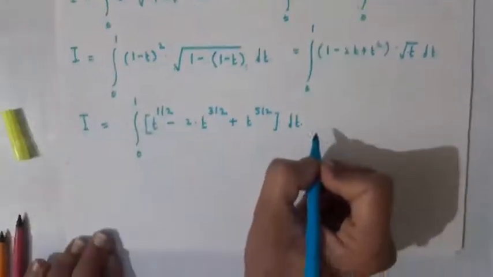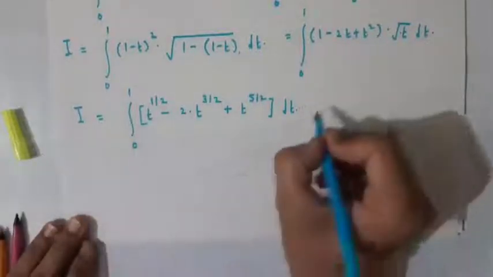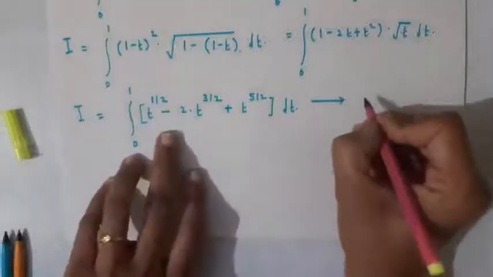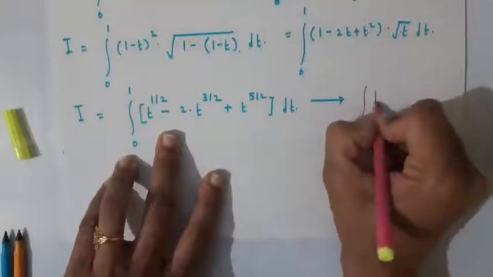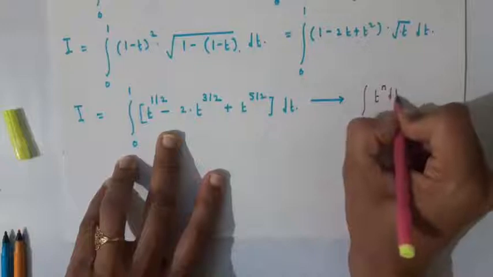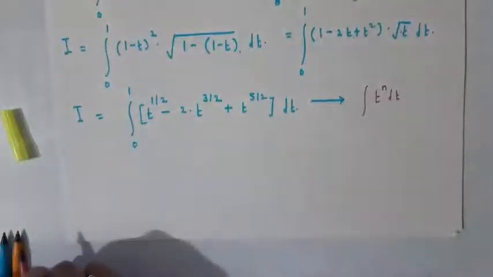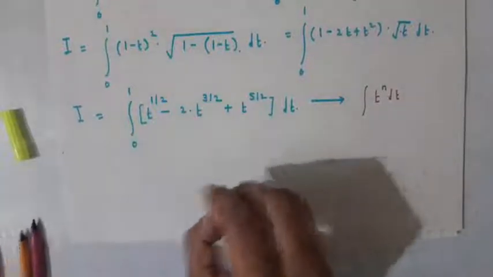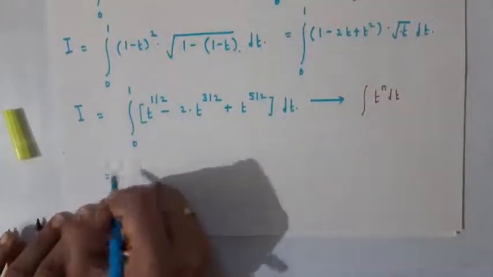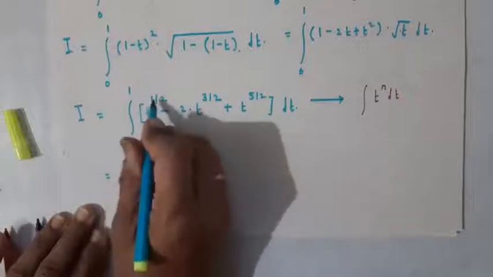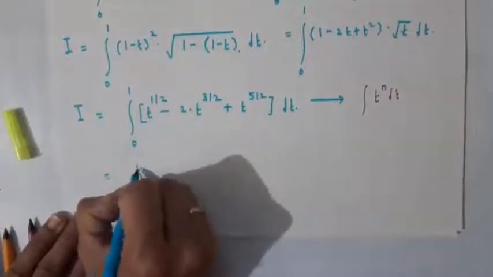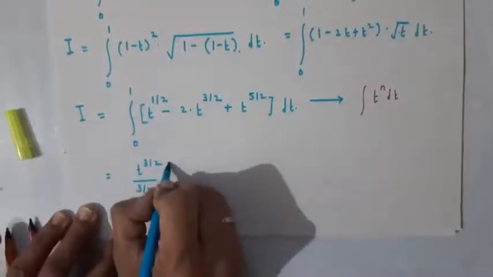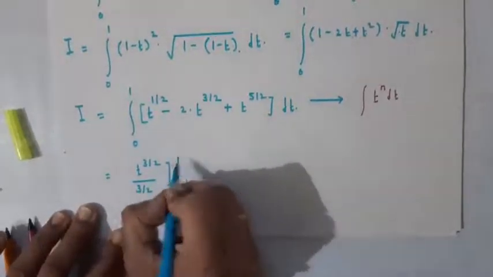Okay, and here integration. Now integration of all the terms by using the formula, that is integral of t raised to n with respect to t, and you know that is t raised to n plus 1 upon n plus 1. By using this formula you can solve, and this is equal to t raised to 1 by 2 plus 1, that is t raised to 3 by 2 upon 3 by 2. Limits of integration 0 to 1.